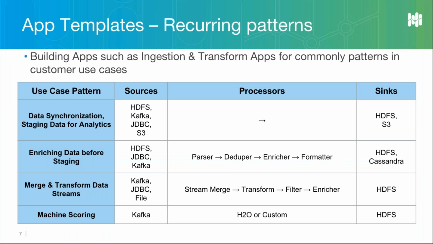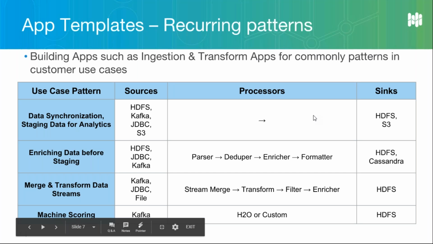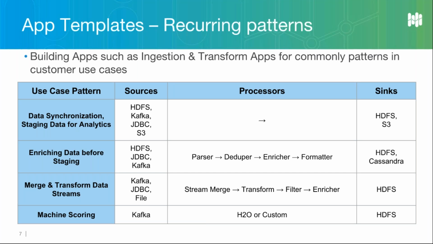So as I've already mentioned, these are some use case patterns. Let's say you want to have some synchronization or analytics done, so you can get data from HDFS or some database with JDBC kind of operators, and then S3 storage or Kafka, and then you output it to some kind of storage like HDFS or S3. Then let's say if a use case is enriching the data, then you'll try to parse, dedupe, enrich some data, format it, and again store it to some other stuff.